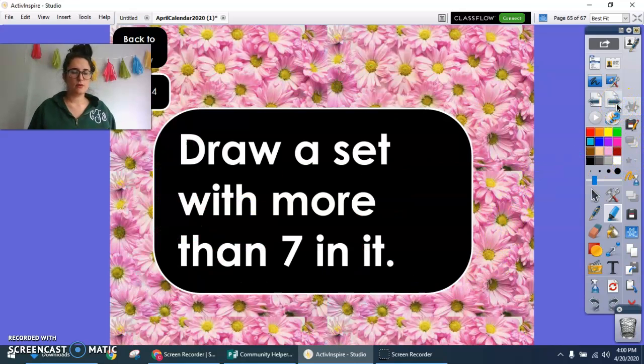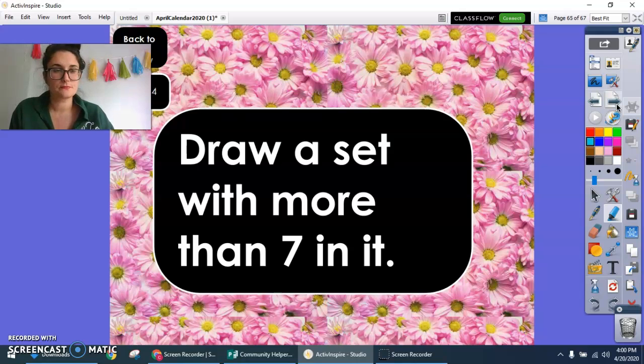Excellent. 1 and 4 is 5. All right, next question. Draw a set with more than 7 in it. So you can draw circles or squares or triangles. You could draw something else. It's up to you, but you just need to draw a set with more than 7. All right, boys and girls, if you didn't have a chance to finish up, go ahead and press that pause button. But how many did you draw? Excellent. I hope that you did an excellent job, and I'm sure that you did.